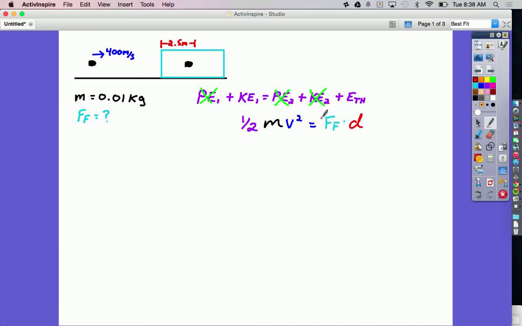Now we're trying to solve for force of friction. To solve for that is really easy. I just divide my d, or distance, over to the left, giving me the equation 1/2 mv squared divided by d equals the force of friction.